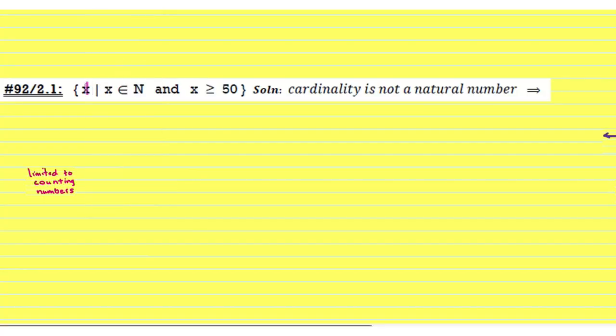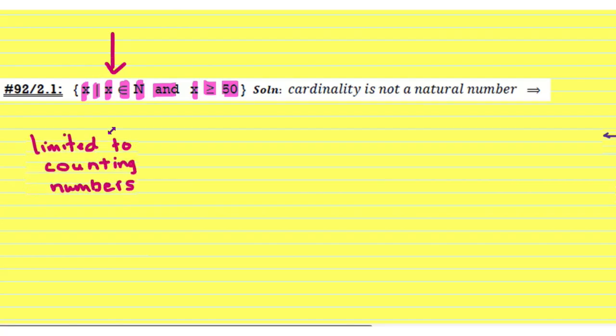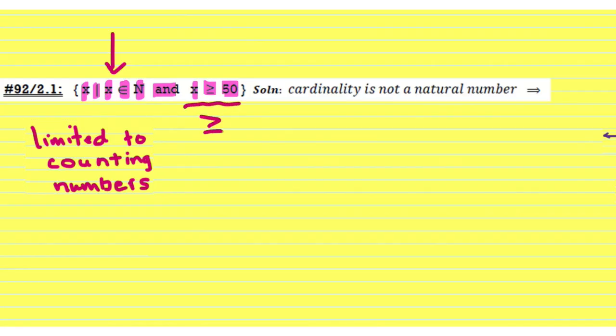Our next problem says x such that x is an element of the natural numbers and x is greater than or equal to 50. So this first part right here, x as an element of the natural numbers, means that it is limited to the counting numbers. So that means we would have to start with the number 1. That's where we always start counting. So it's going to be limited to the counting numbers. And then it also says that our numbers are greater than or equal to 50.